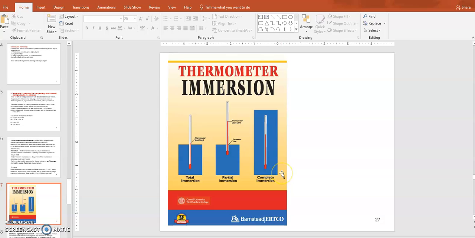Depending on the type, when you measure the temperature of a liquid, you have to position the thermometer carefully. If it's a complete immersion thermometer, the entire thermometer should be immersed under the liquid. If it's a partial immersion thermometer, you can just stick a little bit of it into the liquid. If it's a total immersion thermometer, at least the alcohol surface should be under the liquid you are trying to measure. So for those three different types, you have to place your thermometer accordingly.